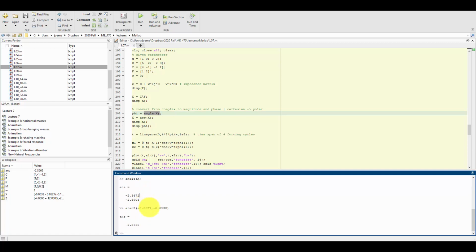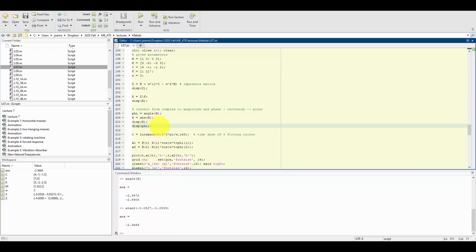So I'm getting basically the same values both ways, but angle, that is what it's doing in the background, is taking the 4-quadrant arctangent of the imaginary coefficient over the real coefficient, and that's how I'm going to find phi and x.